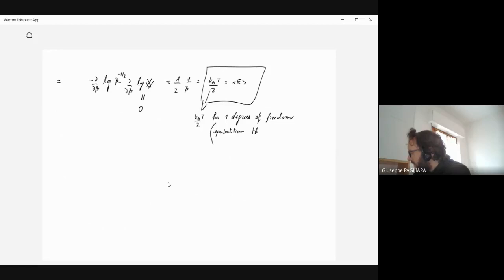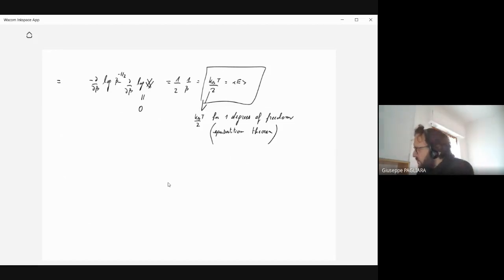Equipartition theorem. So we have one kinetic degree of freedom, which is quadratic, and the average energy associated with this degree of freedom is k_B T over 2, as usual. So we get a formula that we know.